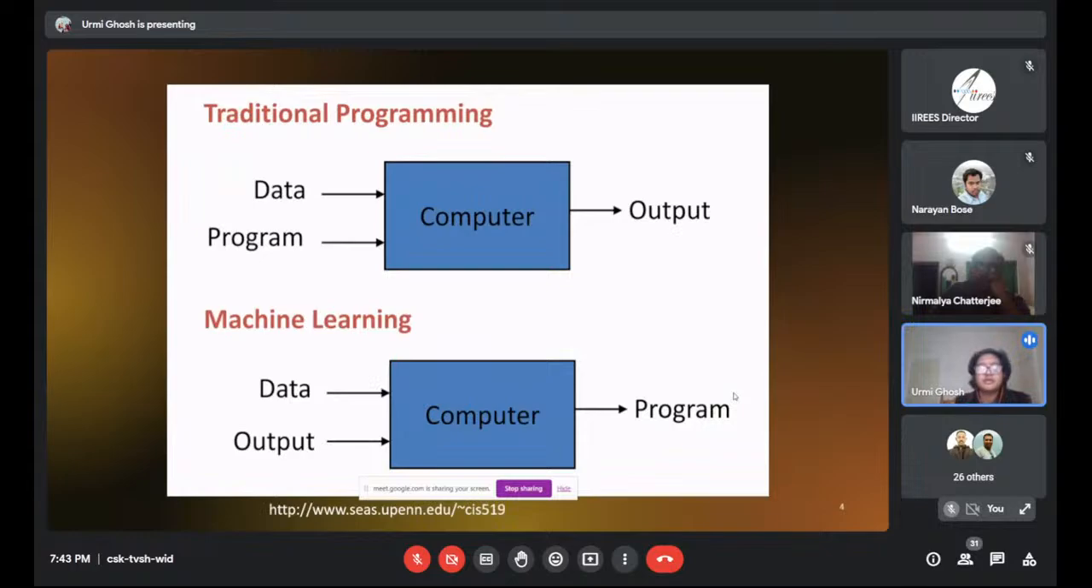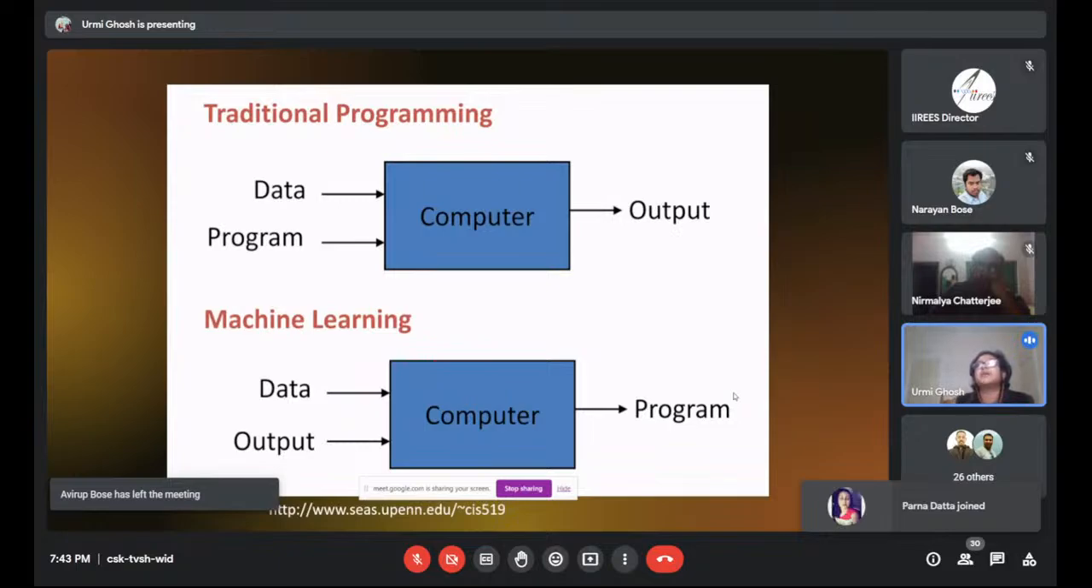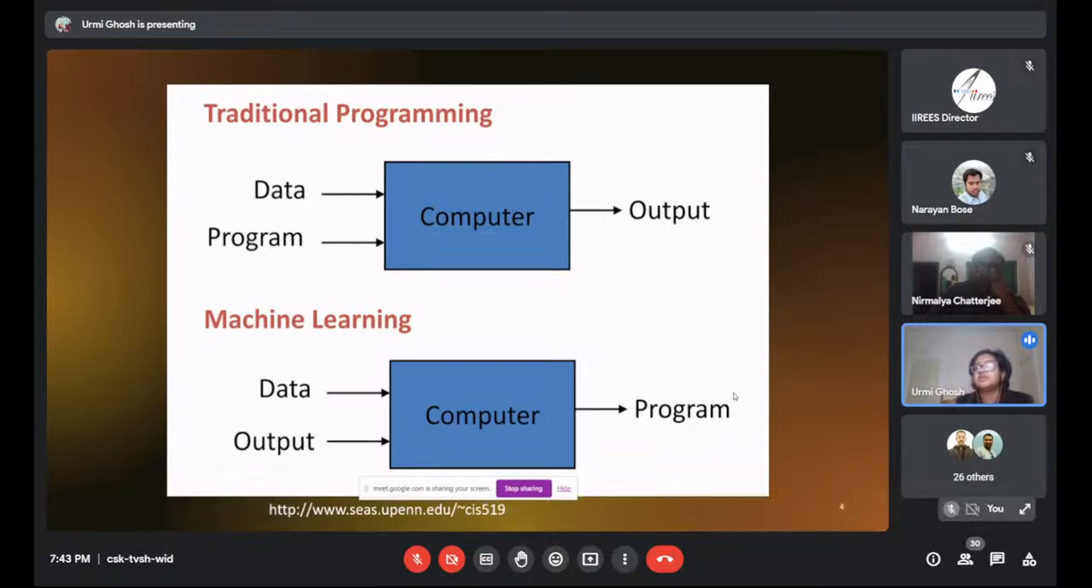In case of traditional programming, we provide the computer with the data and we give it a program, and then finally we expect an output from the computer. But in case of machine learning, we are not going to give it an algorithm or tell it which way to perform the job. We are going to train it with data and output. Depending on the different algorithms, it is going to fit the output to the data.